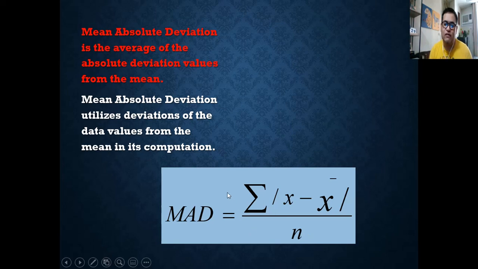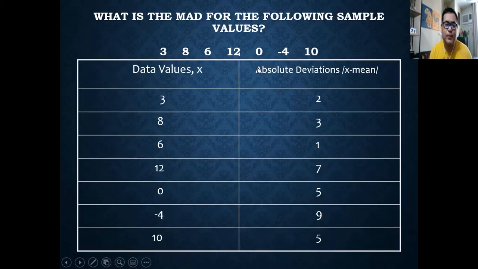So say for example, we are given several raw scores and we are about to find the mean absolute deviation. First, you have to organize all your scores in a table, so it's easier for you to compute for the mean absolute deviation. Example: what is the mean absolute deviation for the following sample values, if I have 3, 8, 6, 12, 0, negative 4, and 10? So you just have to make a table, two columns. The data values, this represents your x: 3, 8, 6, 12, 0, negative 4, and 10.